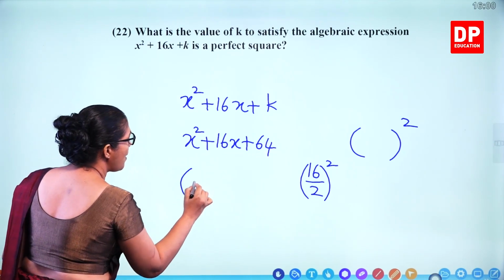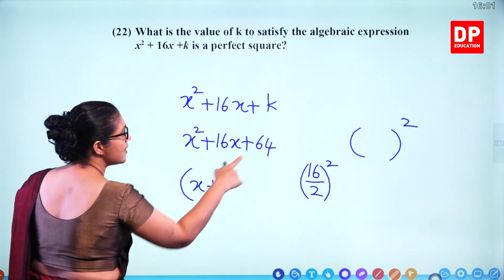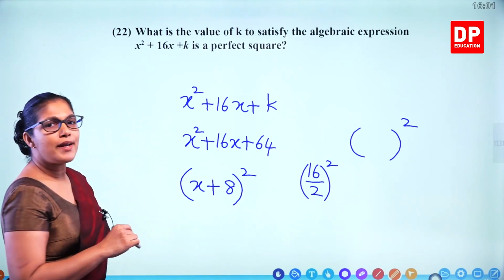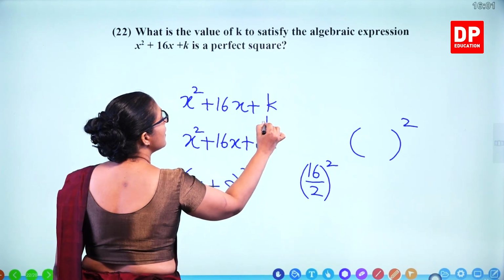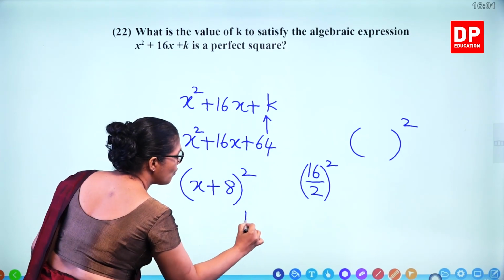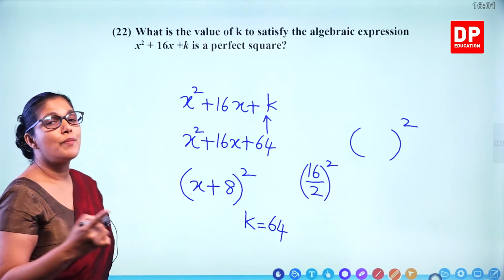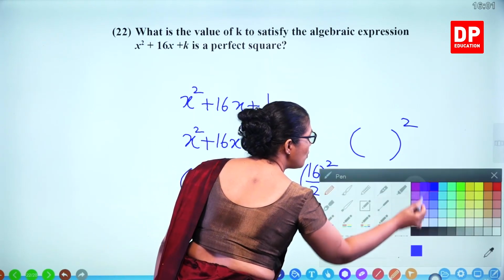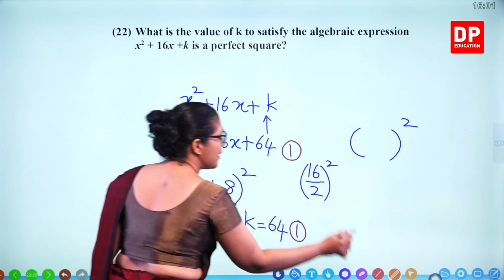So what's the square number? x plus 8: the square root of x squared is x, and the square root of 64 is 8. So that's the square number. So what is k now? According to this, k is 64. That's the constant term we need to add to make a perfect square. So 2 marks again, for identifying k and the method.